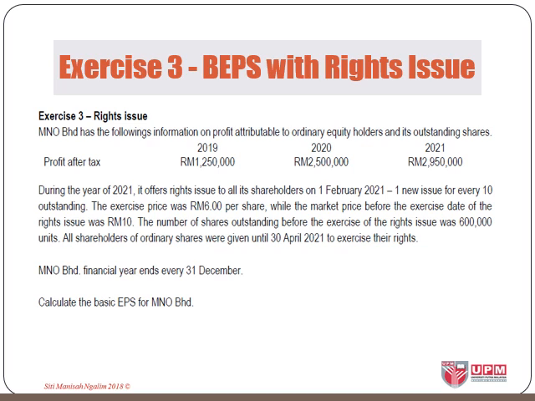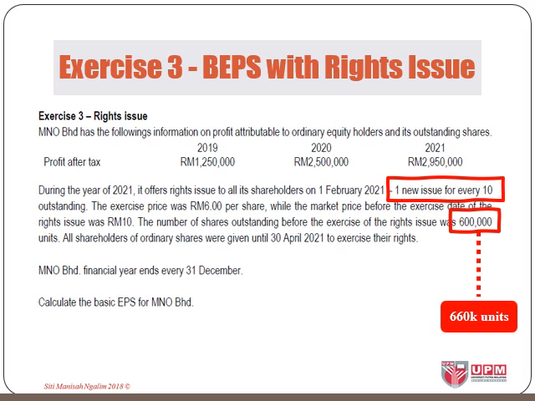For this question, shareholders were offered 1 new share for every 10 shares that they already have, which is 600,000 units. So that will be a 10% increase in the number of shares. So the total number of shares after the exercise will be 660,000 units. The price offered was at 6 ringgit each, and the market price at that time was 10 ringgit. So the offer price is 4 ringgit lower than the market price.